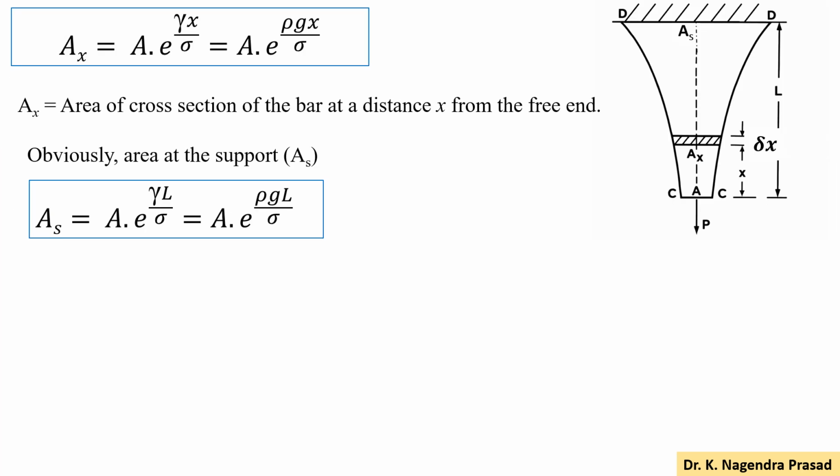Here, Ax is the area of the cross section of the bar at a distance small x from the free end. Obviously, the area at the support, let's consider As, equals A into e to the power gamma L divided by sigma, equal to A into e to the power rho g L divided by sigma. So, these are the calculations for the deformation of the bar of uniform strength. Thank you.